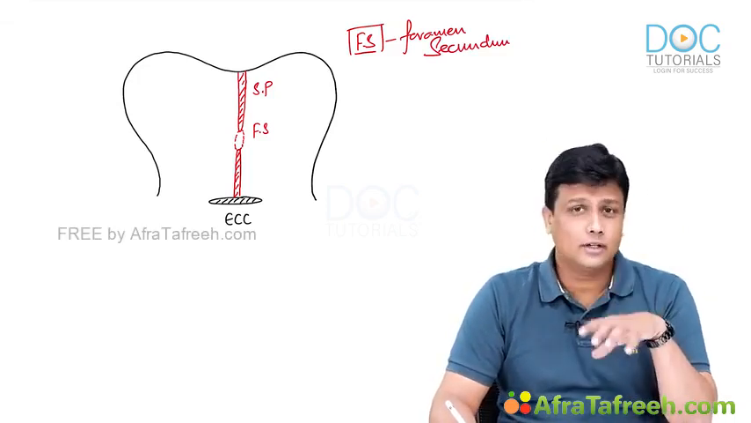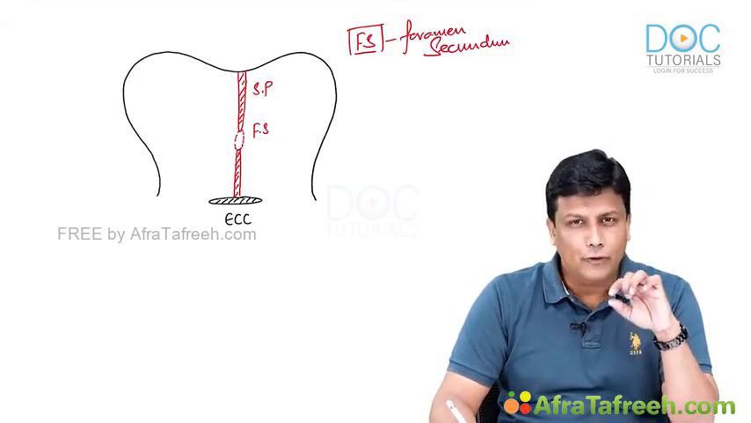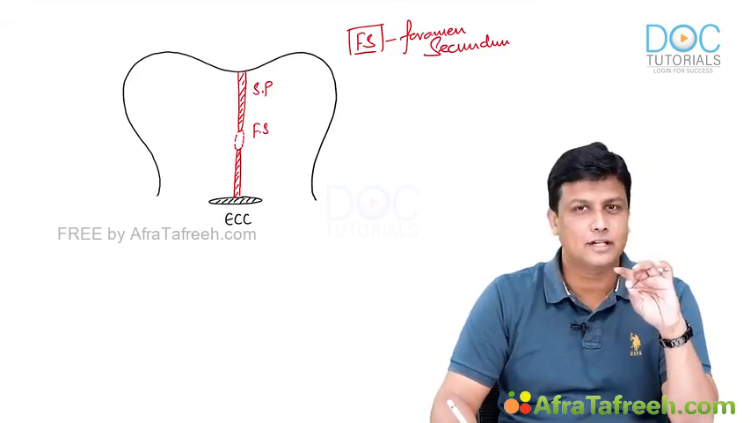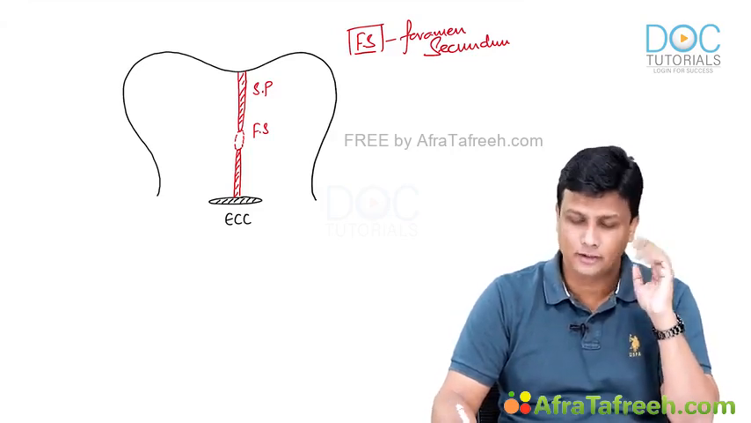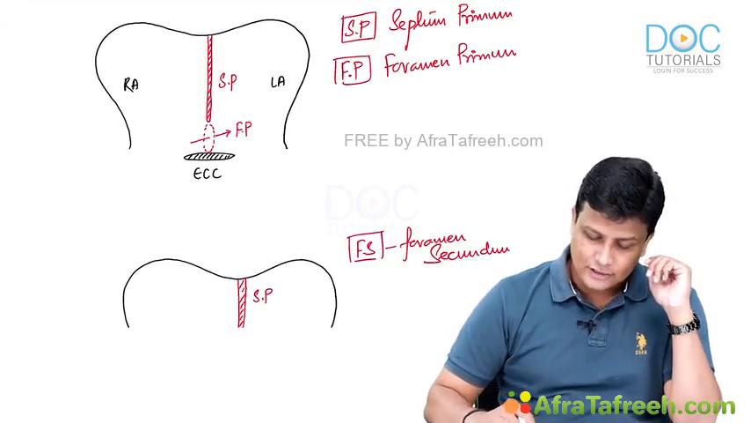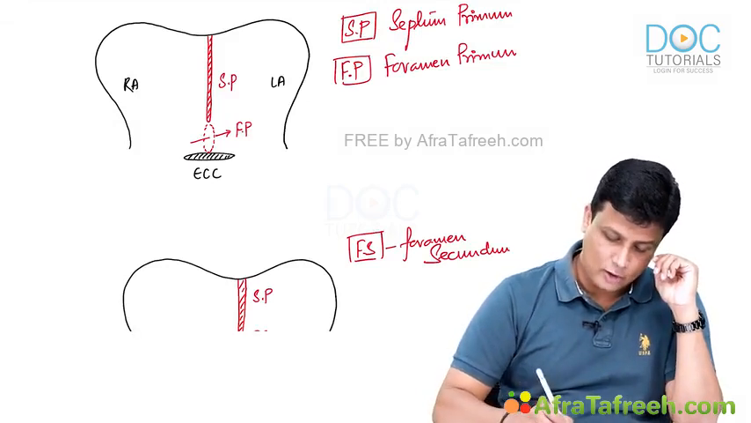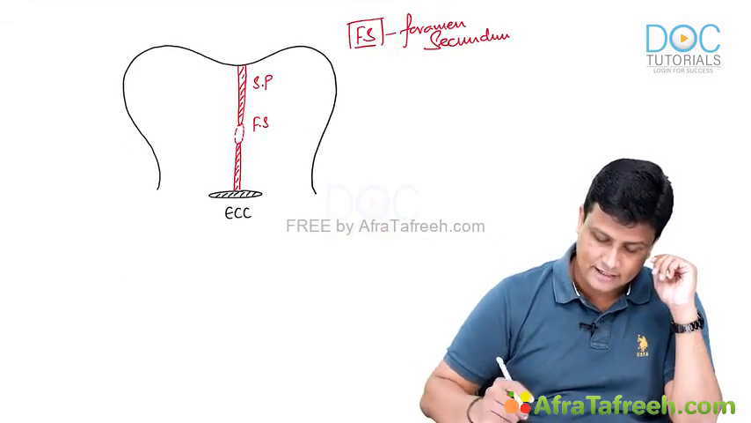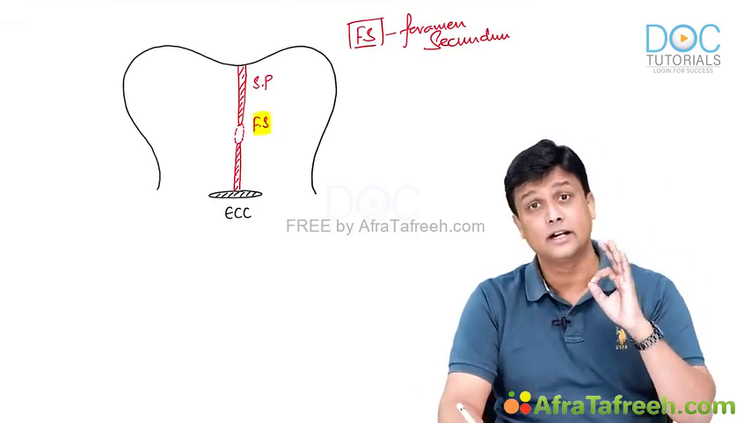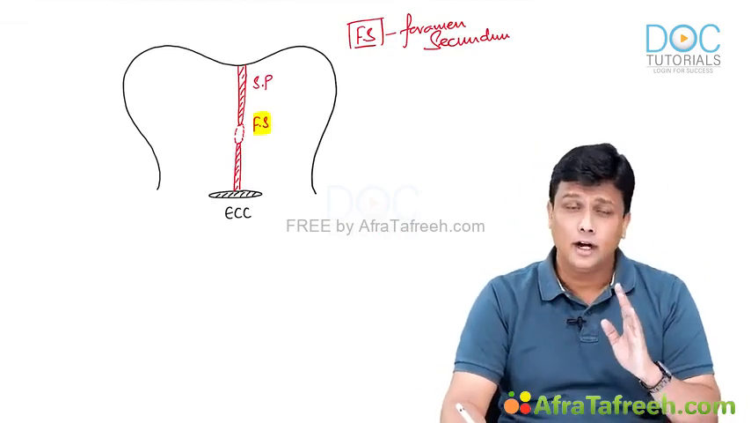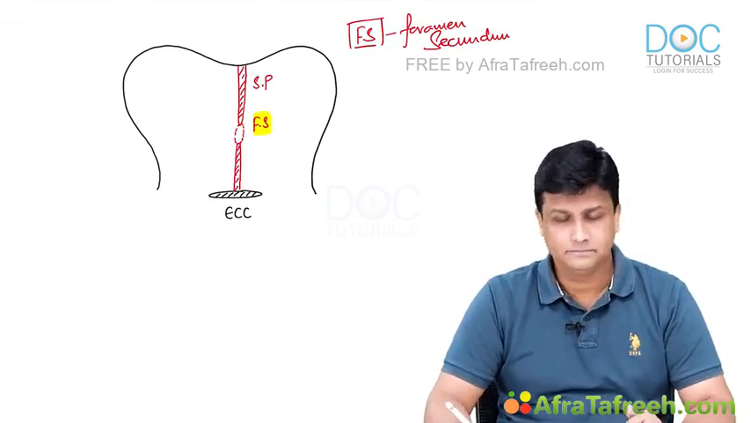So what is the confusion among the students is that foramen primum and foramen secundum, both of them are present in which septum only? Septum primum only. I repeat again, whether it is foramen primum or the foramen secundum, both of these foramens are present in which septum only? They are present in septum primum only. Till now, I did not come across the septum secundum.